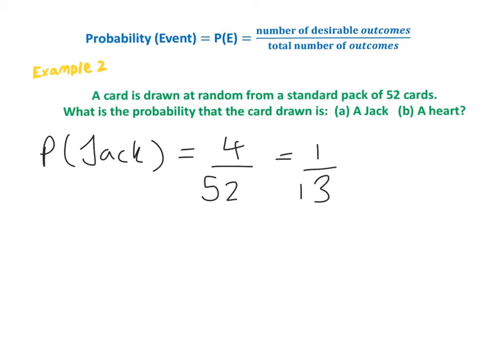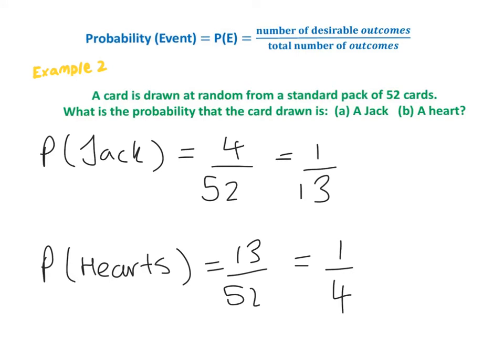Now let's look at the probability of finding a heart. Well, there's 13 hearts in a deck of cards because there's 13 hearts in the suit of hearts. So let's write that as a probability. So the probability of a heart is 13 out of 52, or more simply breaking down, it's 1 in 4.